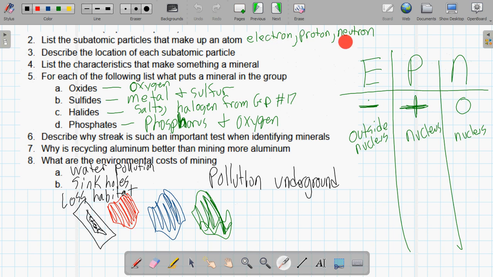Electrons, protons, and neutrons are the subatomic particles that make up an atom. Electrons are negative and they're outside the nucleus. Protons are positive and in the nucleus. Neutrons are neutral in the nucleus. So that one should be easy.